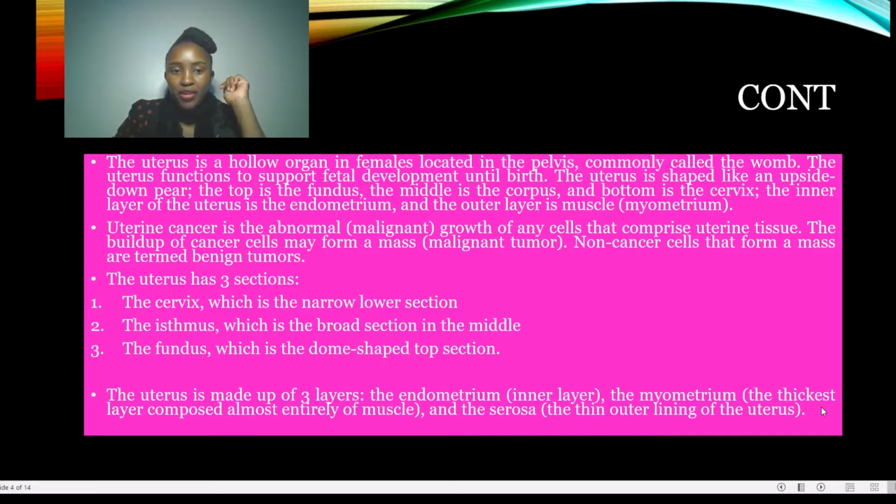The buildup of cancer cells may form a mass or a malignant tumor, while non-cancerous cells that form a mass are called benign tumors, or myomas or fibroids. The uterus has three sections: the cervix, a narrow lower section, the isthmus, a broad section in the middle, and the fundus, a dome-shaped top section. The uterus is made up of three layers: the endometrium, the myometrium, which is the thickest, and the serosa, the thin outer lining of the uterus.